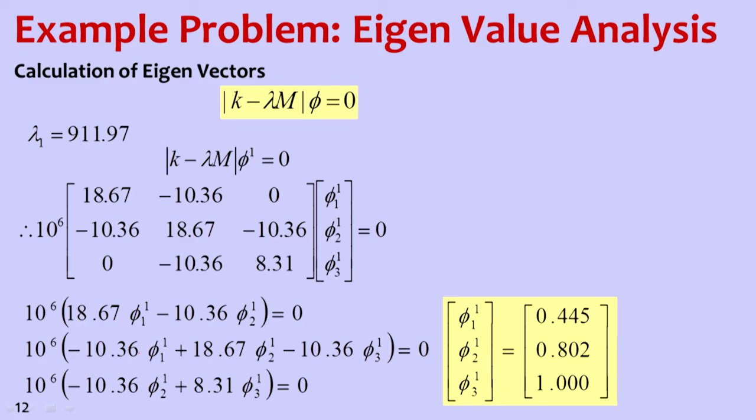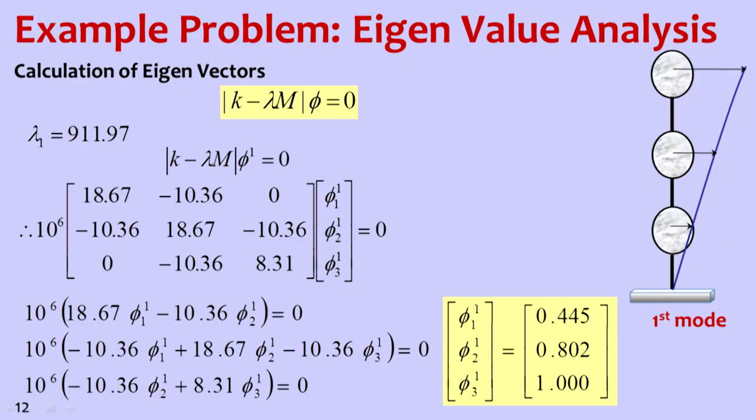Again we take phi 3 and phi 2 values and substitute in the second equation. We get phi 1 value, and put phi 1 and phi 2 values to check whether they are matching or not. So that's how we get phi 1, phi 2, phi 3 of first mode, and we get the mode shape if we plot like this. So this is 1, this is 0.8 and this is 0.445. Usually the first mode will touch the axis of the building at the base only. It will not touch anywhere else.